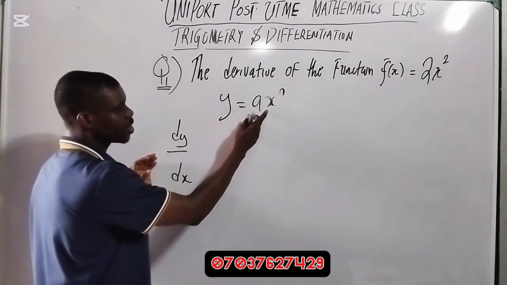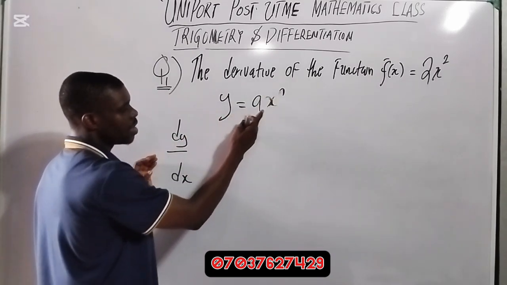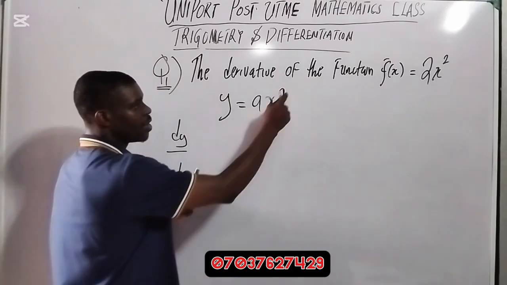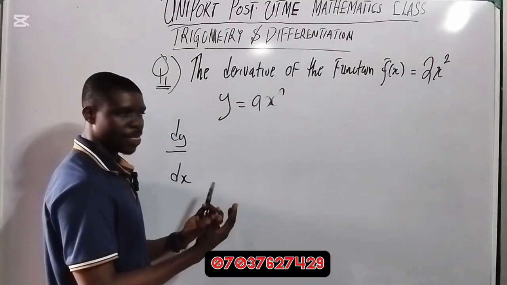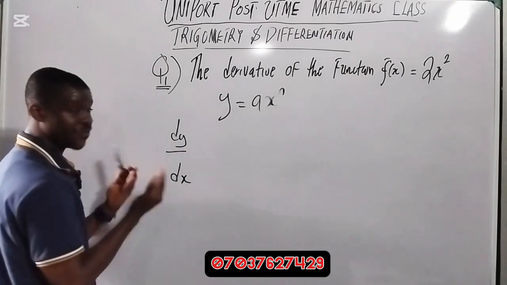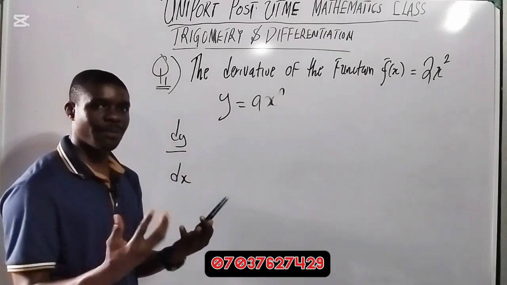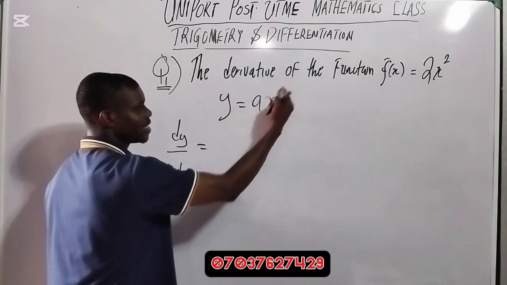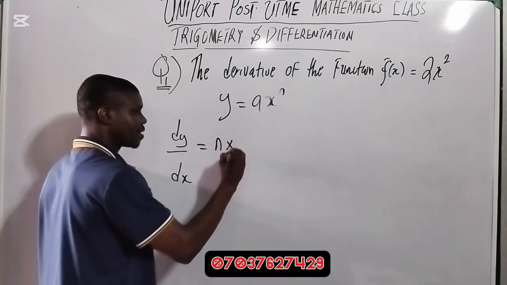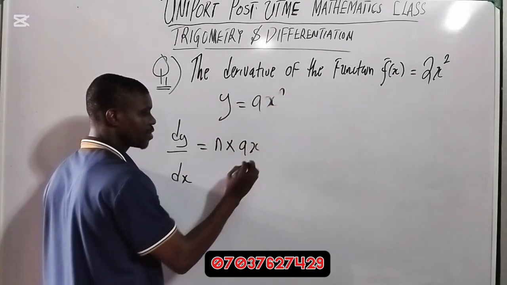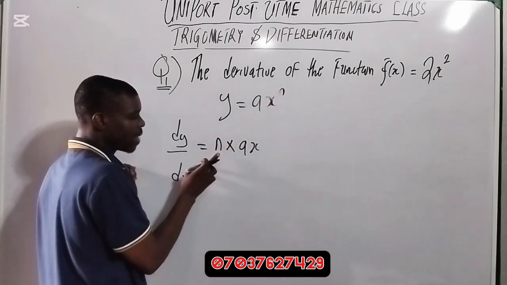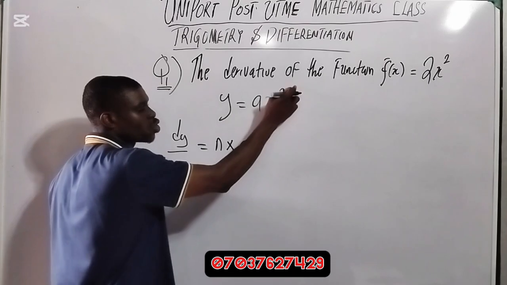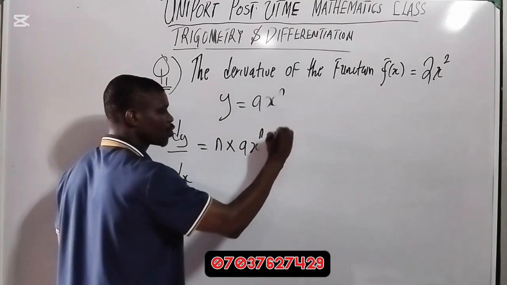So if you want to differentiate, if you have a function like y equals a x raised to n, a is the coefficient and n is the index or the power. To get dy dx is very easy, and we have a formula to use here. The formula is: this index here, you bring it down, n times a x. You bring this one down and multiply a times n times a x, then you subtract one from it, which is n minus 1.